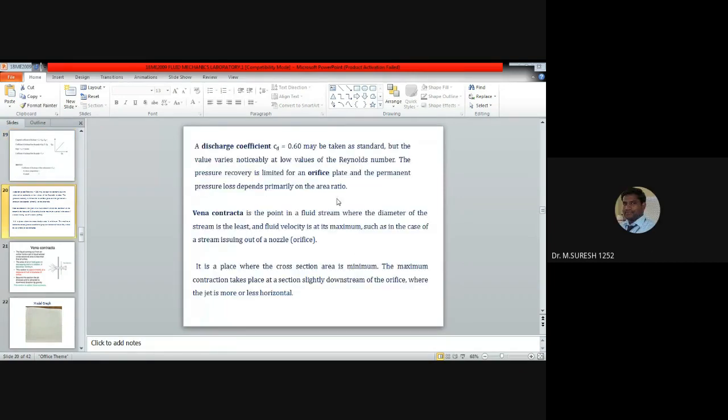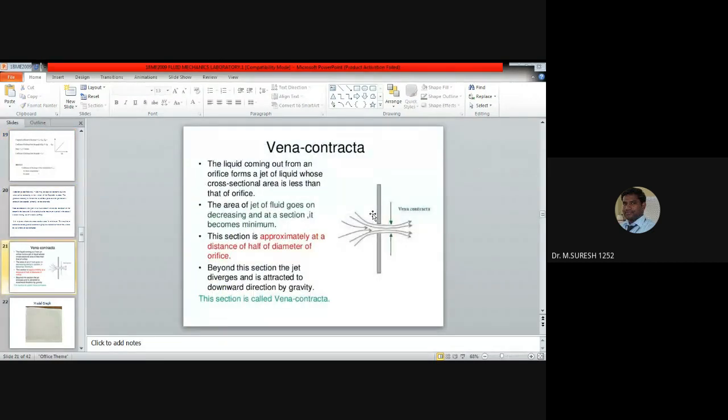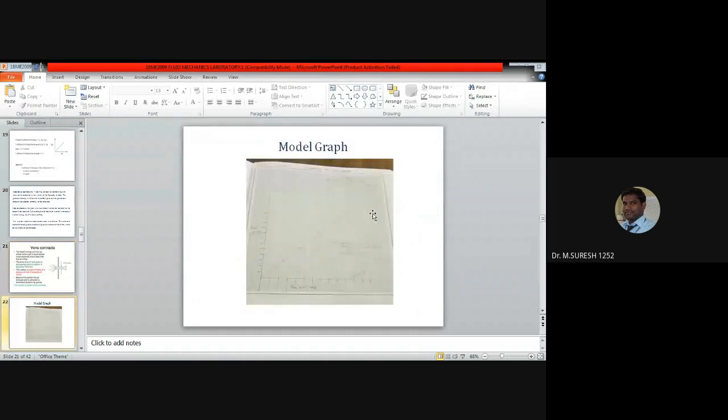So these are like general instructions. The results you have to calculate by the computation method and by the graph method. And these are all just definitions, and this also I will upload through Google Classroom. You can find out what is the difference between all the terms. So terms, definitions, and differences, everything is needed for the semester. We may ask some questions also. And this is the model graph. You know how to calculate the model graph. Okay. So any doubts?